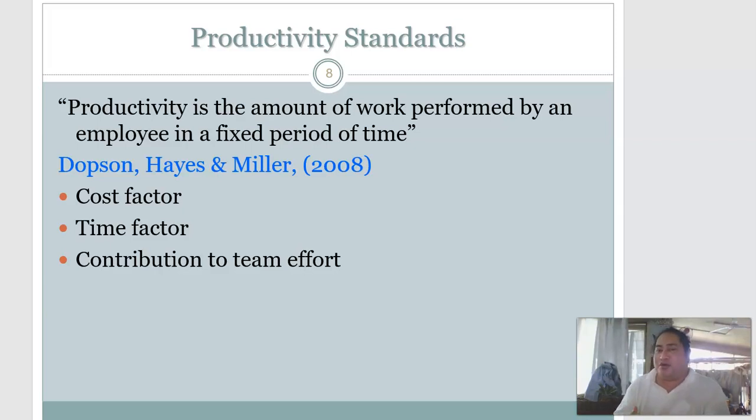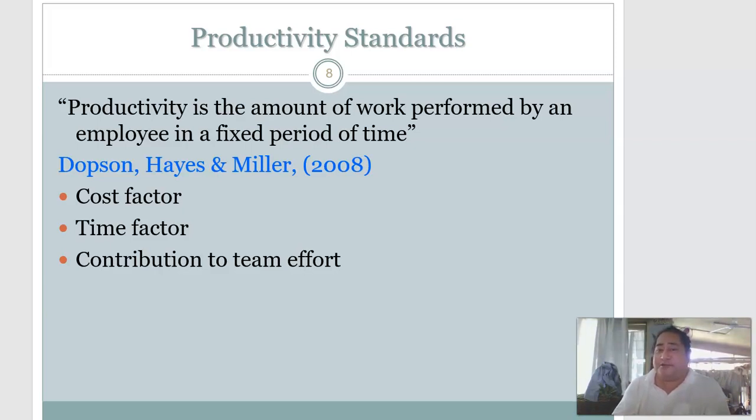Because in doing so, you find out how much work. It says the amount of work performed by an employee, so what's the amount of work? You determine that over a period of time through research. You get advice from your departmental heads. You would have done it yourself, and you must put a fixed period of time because time is money. You all must realize that time is money.